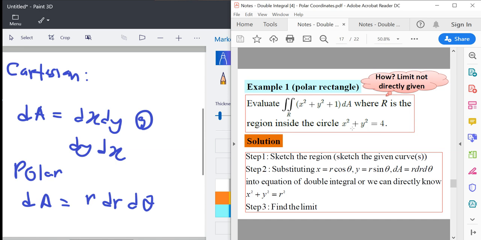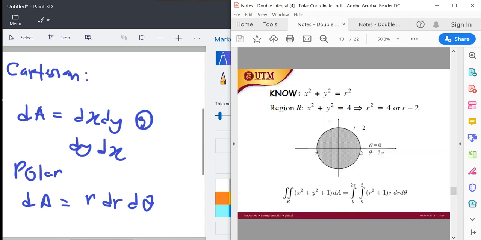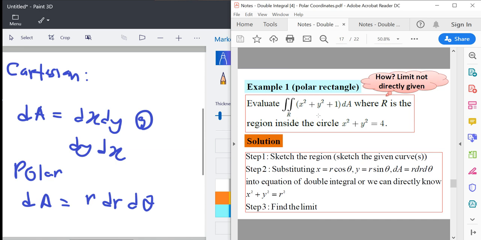Okay, so x squared plus y squared equal to 4. In these cases, please make sure that you know that r is 2, right? So we're going to get a circle like this. Given x squared plus y squared plus 1, we're going to change this into polar coordinates.